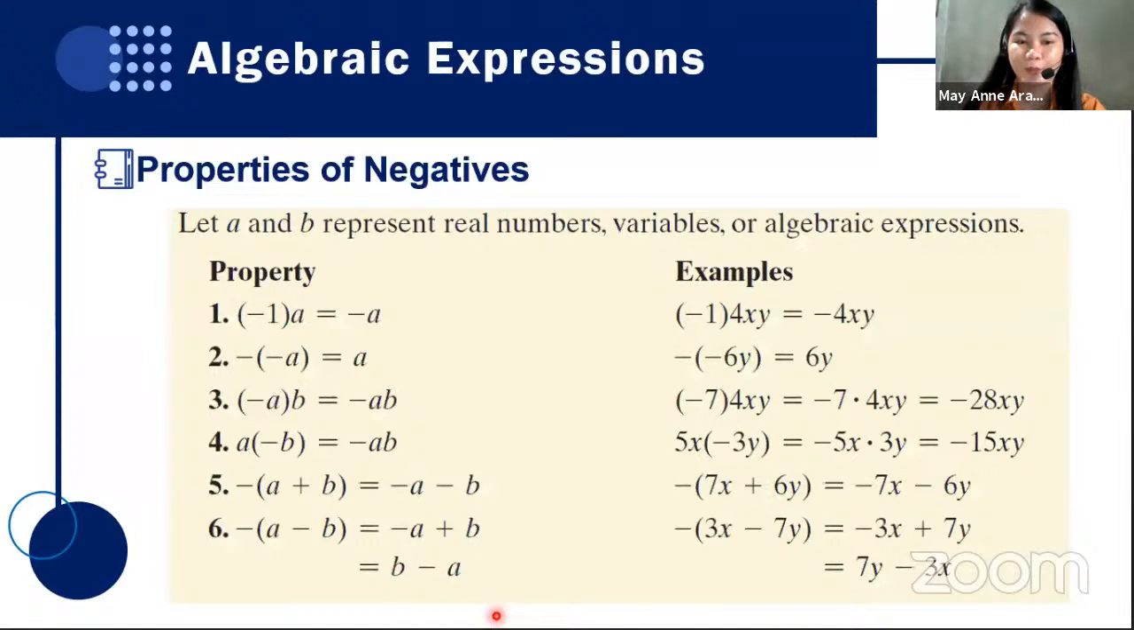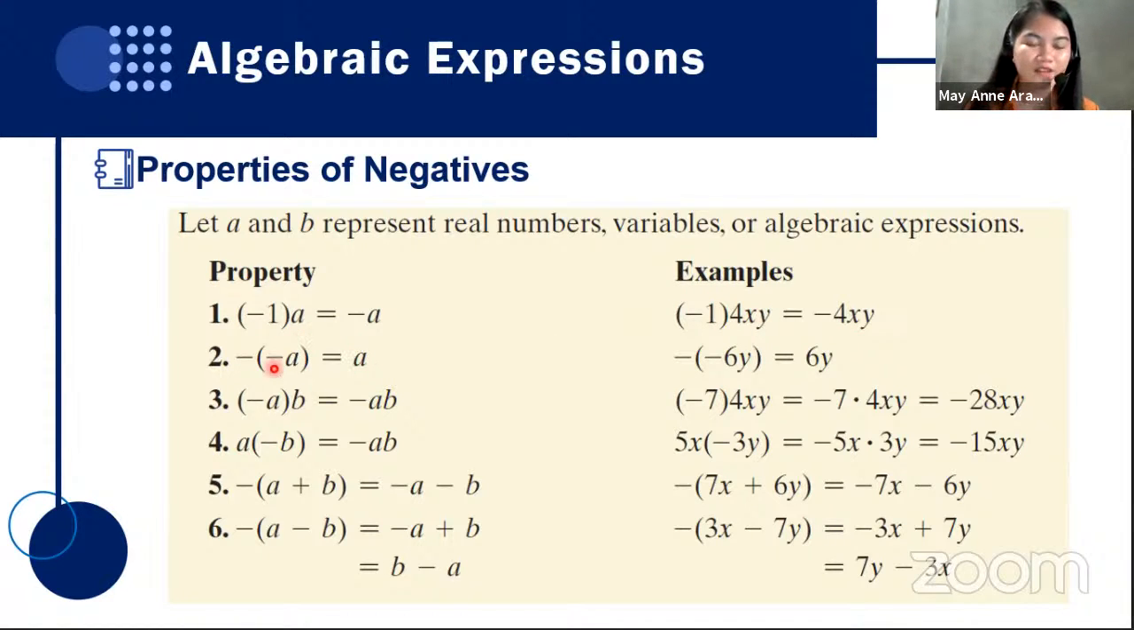Okay, another properties. Properties of negatives. Let A and B represent real numbers, variables, or algebraic expressions. Negative 1 times A is negative A. For example, we have here negative 1 times 4xy. The answer is negative 4xy.